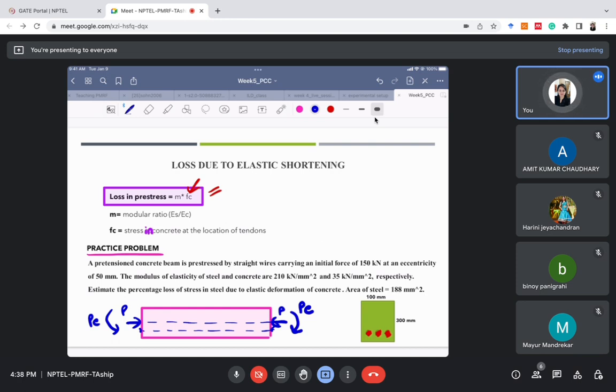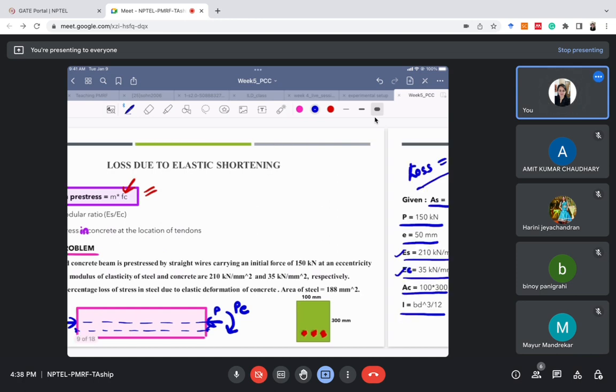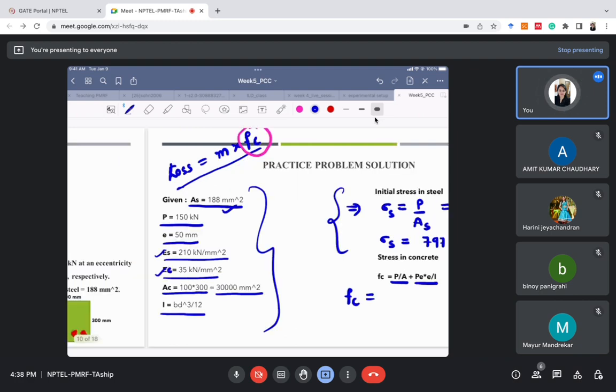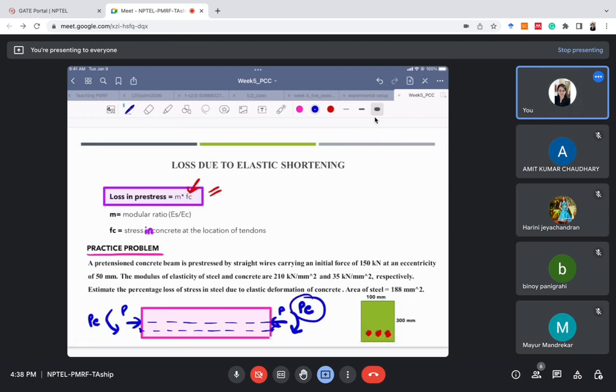Now we know what all the forces are that are acting. One is the axial force P, and another is the PE. There is no moment due to the UDL because UDL is not given here. So what we will do, we will find the value of Fc using this formula: P by A, that is the stress due to the axial force, and the stress due to the PE, that is the moment due to this shifting of this load.